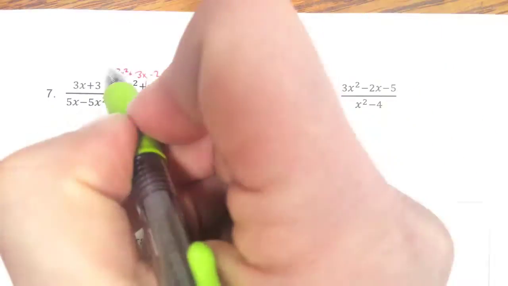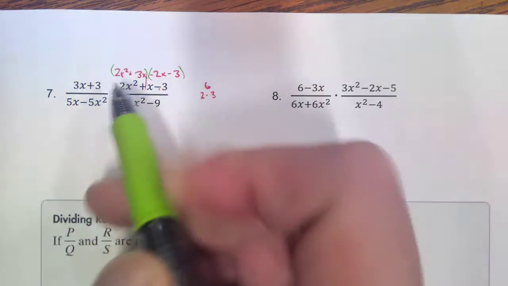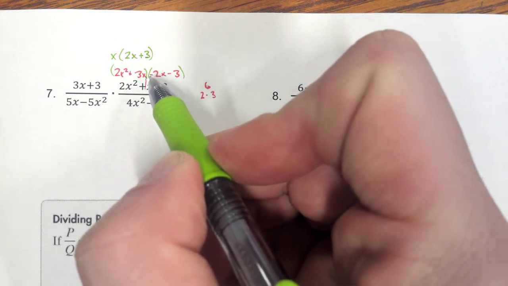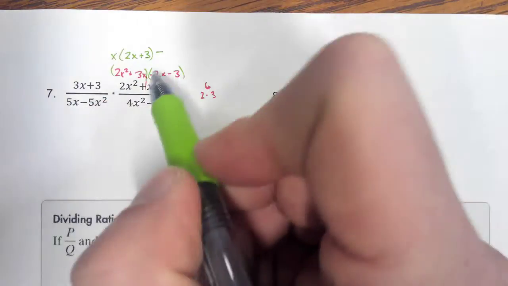So we'll group the first two and the second two. In the first group, looks like there's an x in common. If you were to divide by x, that's going to be 2x plus 3. In the second group, remember you don't want your first term to be negative, so we're going to factor out a negative. There's nothing else really in common.